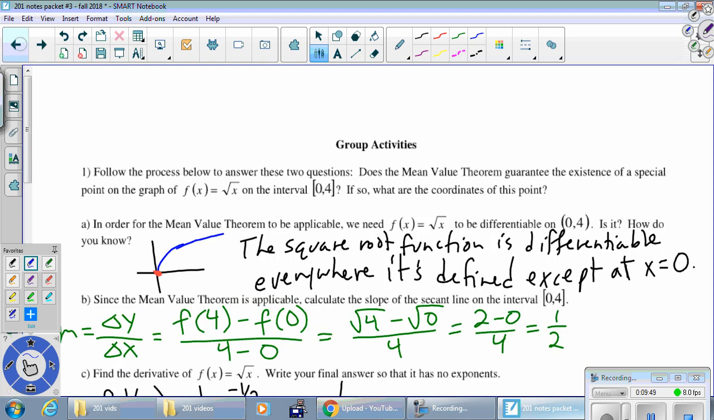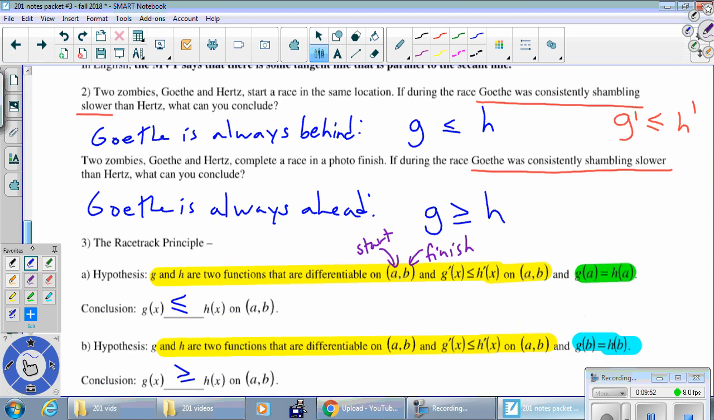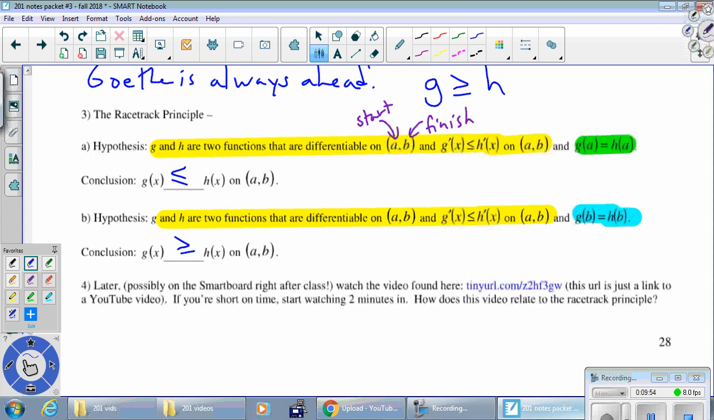Let's go back. Here we go. I think we're looking at part A1. So our interval was 0 to infinity. We convinced ourselves that g prime is always less than or equal to h prime on 0 to infinity, and that g of 0 is equal to h of 0, and also that our two functions were differentiable. And so therefore all of the conditions of the hypothesis have been met, and our conclusion is therefore that g of x is less than or equal to h of x everywhere from 0 to infinity.